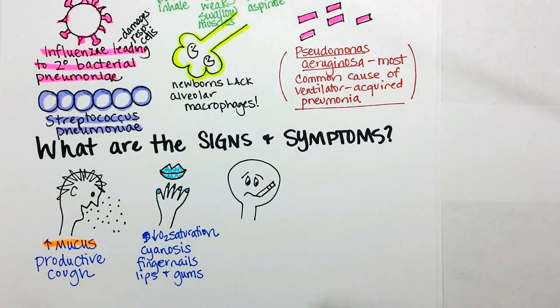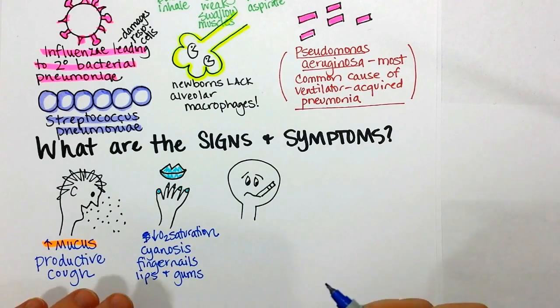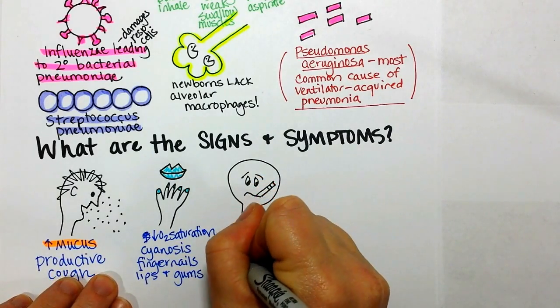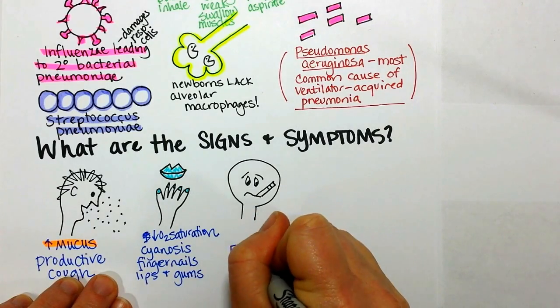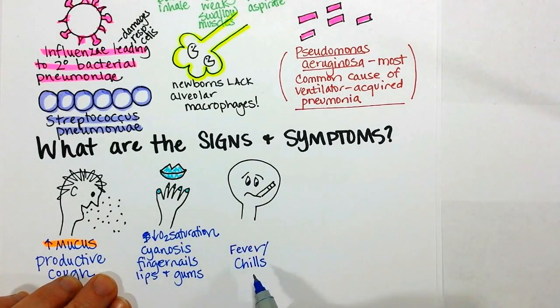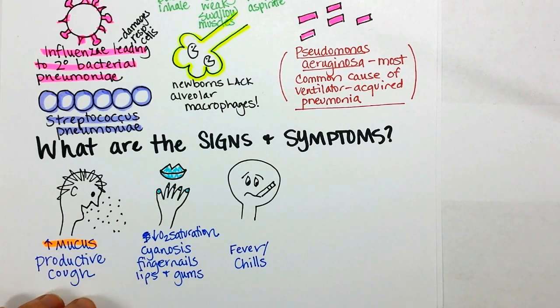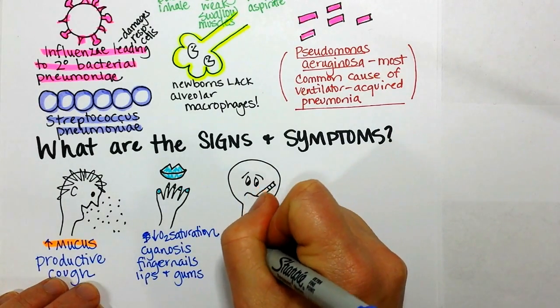Third symptom of pneumonia is a fever and chills. When our temperature is going up, we feel cold. When our temperature drops a little bit, we feel hot and sweaty. And oftentimes during a fever, there's fluctuation as our temperature is going up and down and up and down. And this is due to pyrogens.